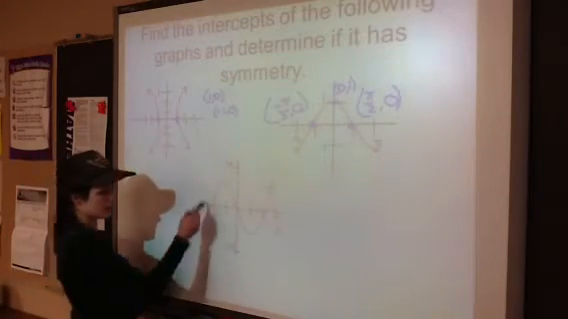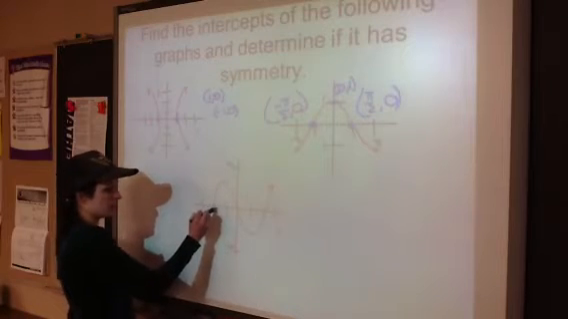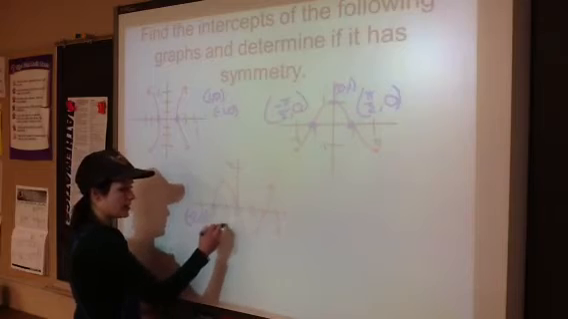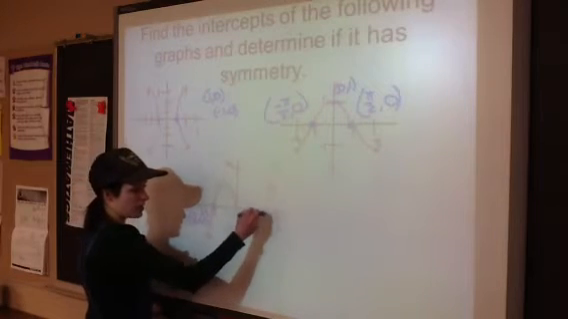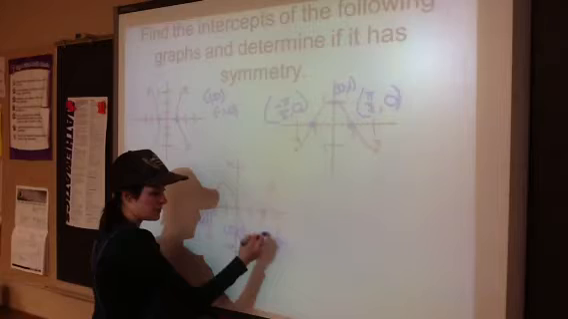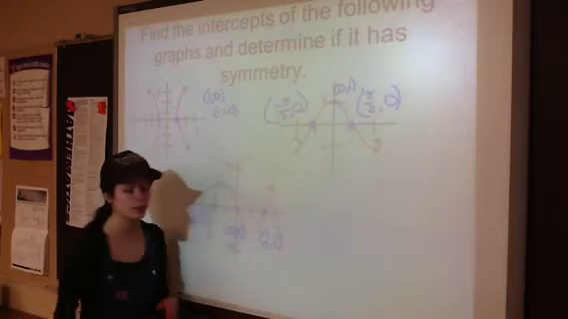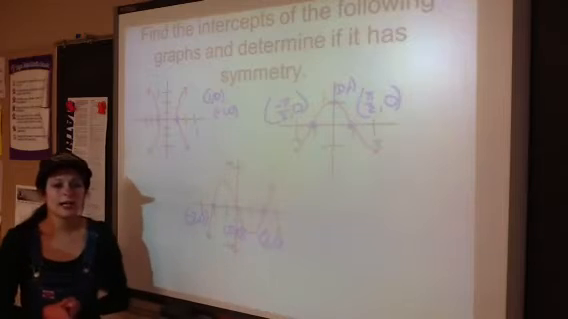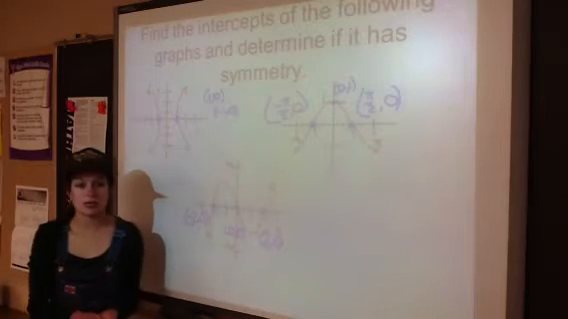All right, if we look at this last example, this one is (-2, 0). Our middle one is (0, 0). And our last one is (2, 0). So what we're going to do is determine what kind of symmetry it has. So let's check each of them for x-axis symmetry.